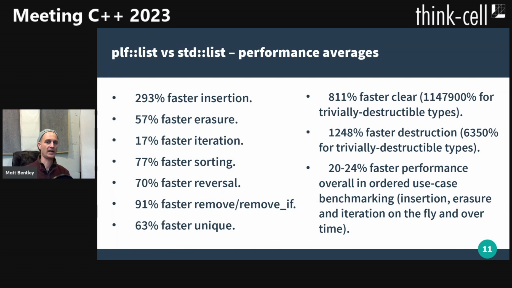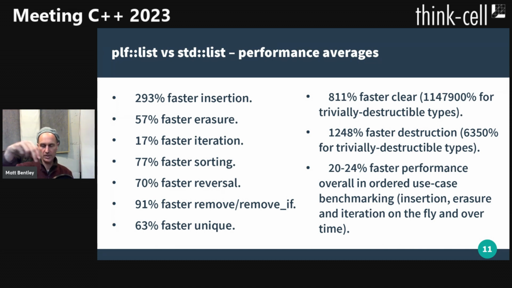Just to circle back to clear and destruction, 1,000,000% is a lot, so you might be asking yourself, why? Well, for a linked list, if you want to clear, you've got to go through and destruct all the elements if they're non-trivially destructible, but you also have to deallocate each of the elements. So you're going through memory that is, generally speaking, not contiguous unless you're using an allocator, and even in that case, probably not entirely contiguous.